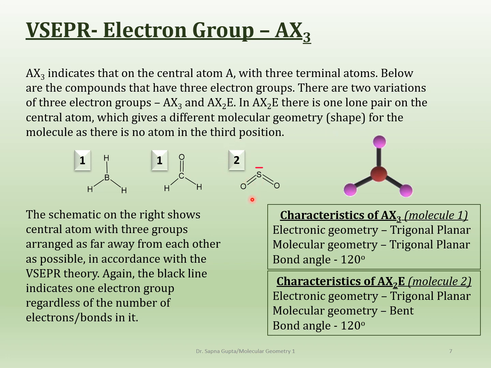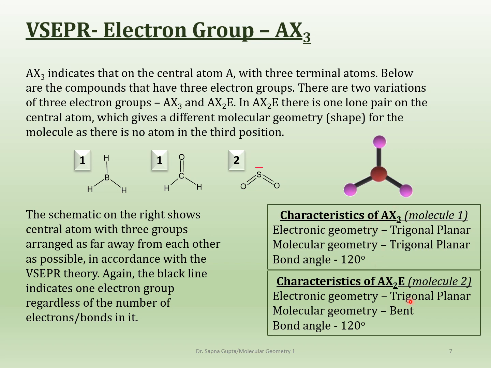All right, now let's look at the characteristics of AX3. So for AX3, the electronic geometry is what we call trigonal planar. Planar means that it is in one plane, like a flat molecule. If you lay it down on a table, it will just lie flat. That's trigonal planar. The molecular geometry is also trigonal planar because this is AX3, so the molecular geometry is the same as well. The bond angle here, the farthest they can get from each other, is 120. Remember, a circle is 360 divided by 3, and that's going to be 120. So that's the characteristics for AX3.